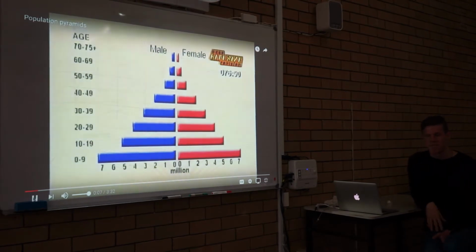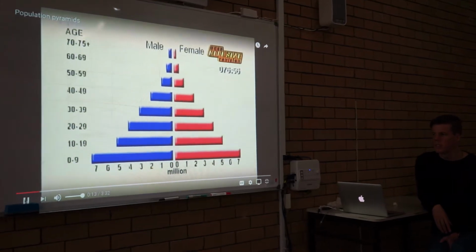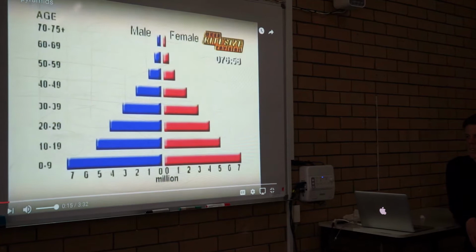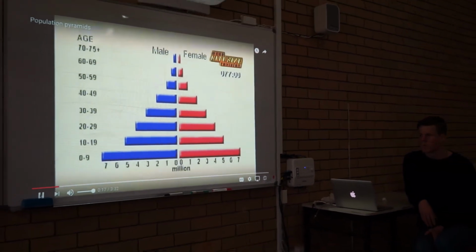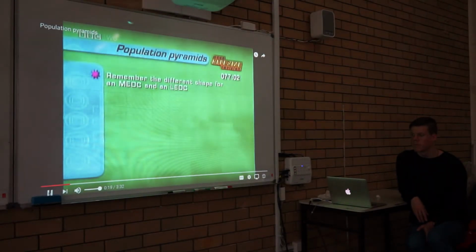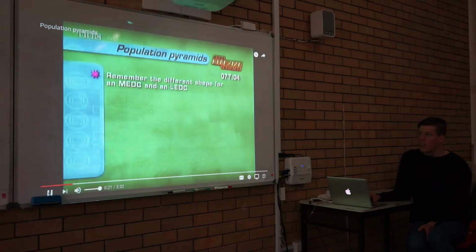It's a graph that shows the relative ages and makeup of a population. From them, you can see how young or old the population is, and how many are male or female. Watch the next clip and look out for the shape of a population pyramid for an MEDC.